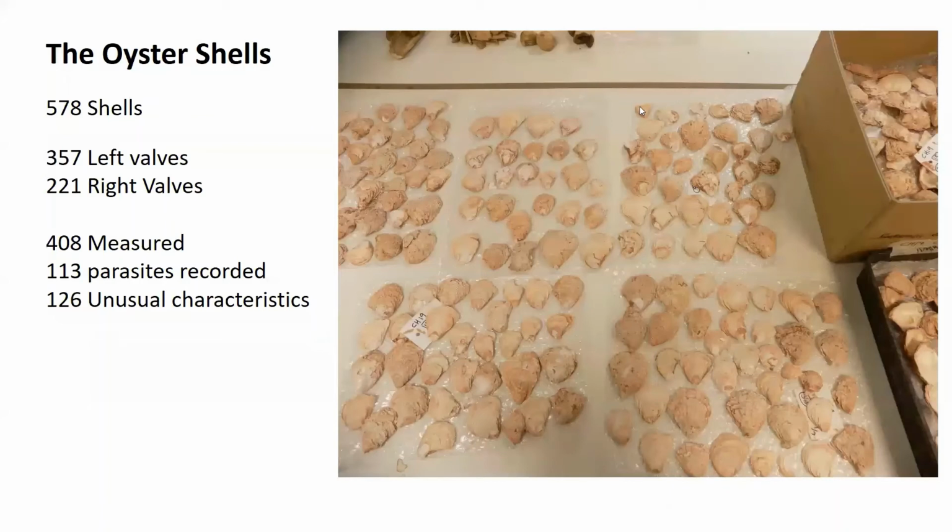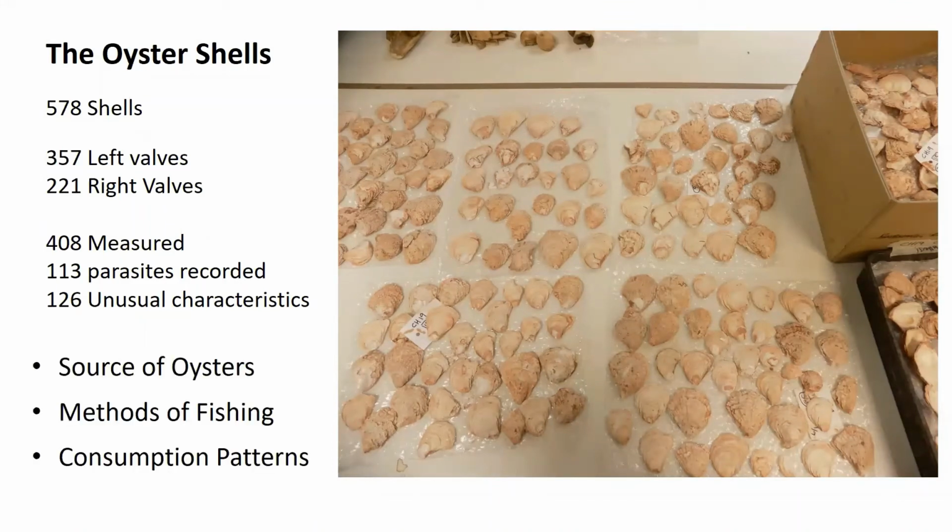So here are the shells. It was all from a single context. So it's all from one shell group, and in total there were 578 shells. The majority of them were the cupped left valve. There were fewer right valves, but still significant numbers of both shells. And the preservation was relatively good, meaning that I could measure a large number of them and also be able to record a large number of parasites and shell modifications. So I've got a large pool of data to pull from when I start trying to investigate my different questions.